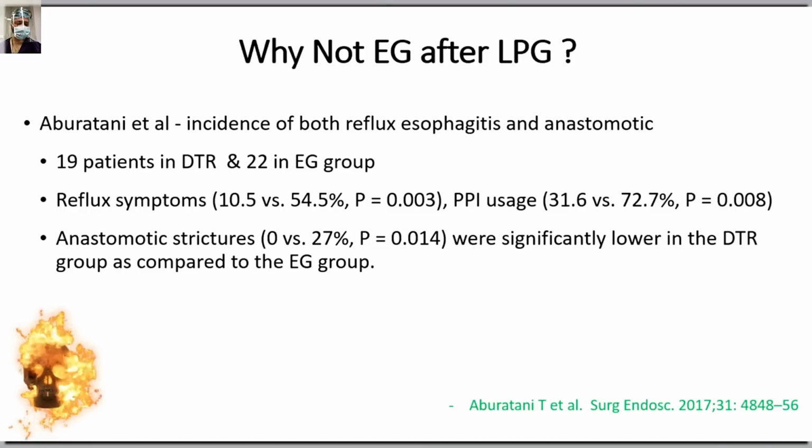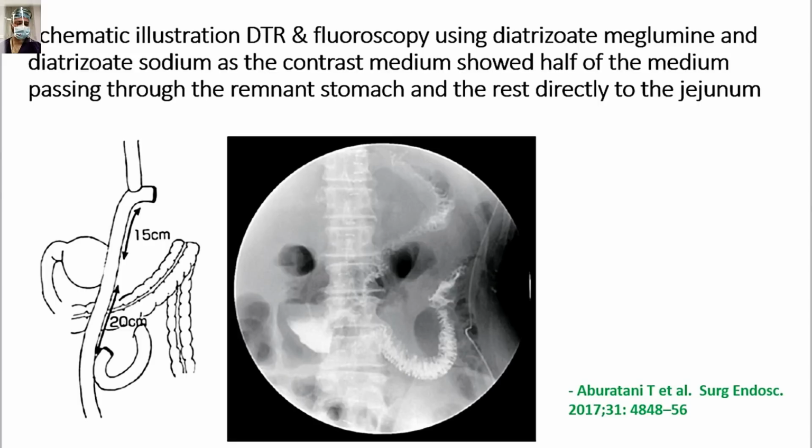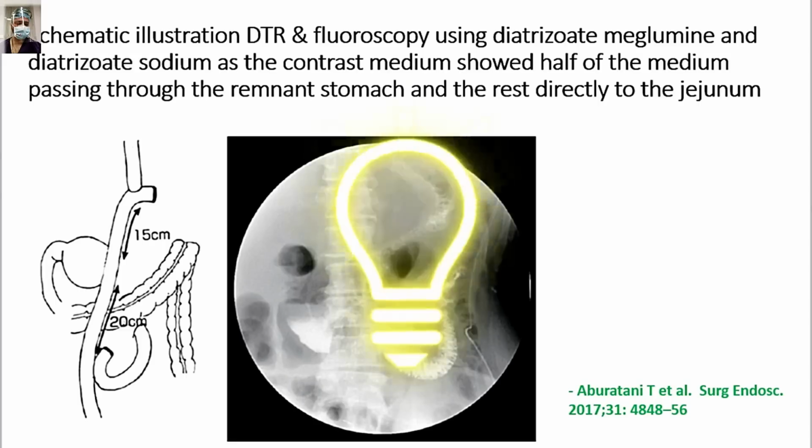They also reported that anastomotic stricture was higher, 0 versus 27%, in the esophago-gastrostomy group. So from this study, they recommended that after proximal gastrectomy, double tract reconstruction is the preferred method as compared to esophago-gastrostomy, especially in young patients who have a long life to live, and there is a higher chance of reflux, Barrett's, and anastomotic stricture. This study by Aburtani et al. was published in 2017.